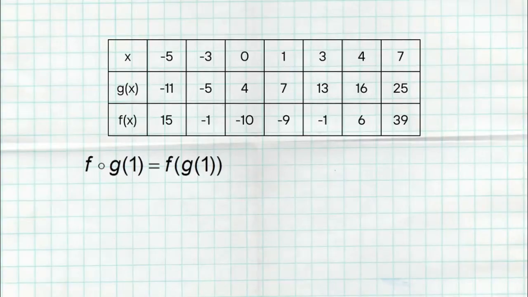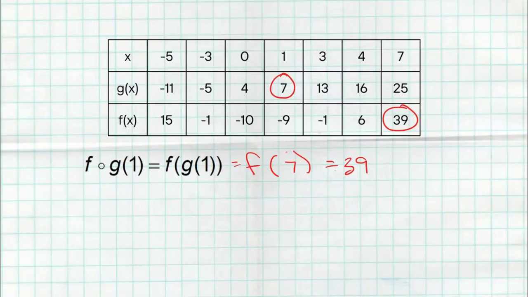So for example, what is f composed of g of 1? We're literally going to take g of 1, and whatever the output is for g, we're going to plug it into f. So again, we're going to start on the inside. g of 1 is 7. So now that output of 7 is my input for f, and f of 7 is 39. So my final answer is 39.